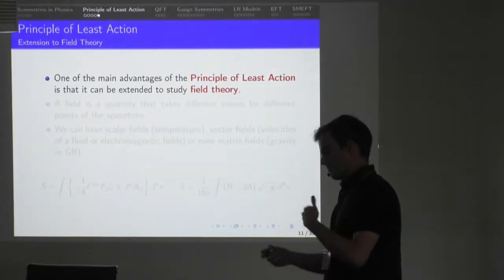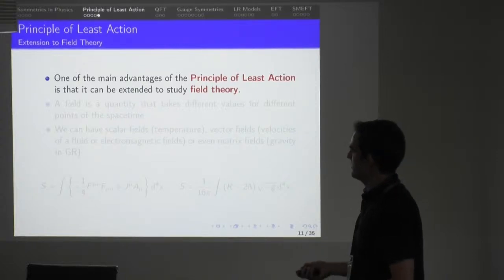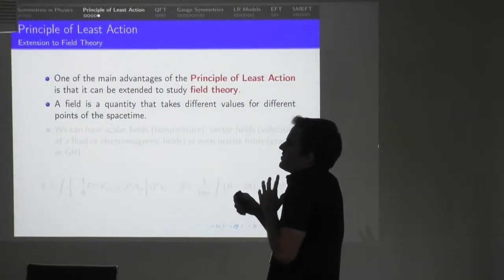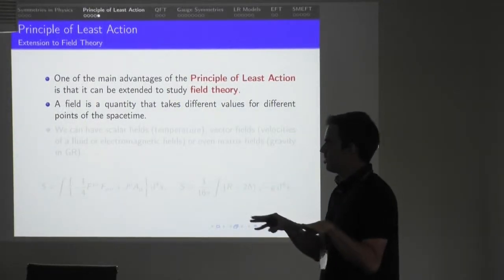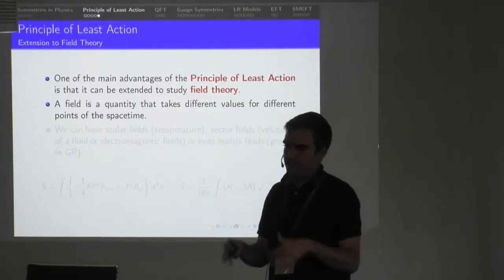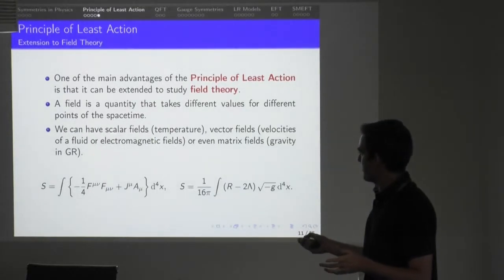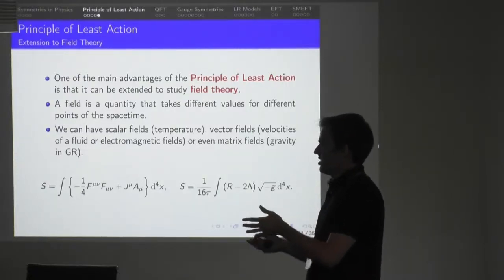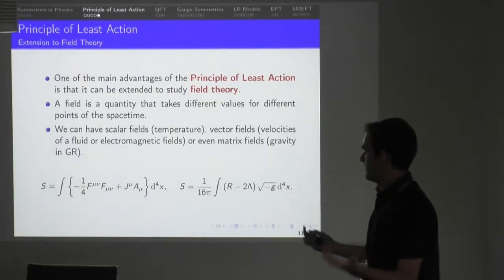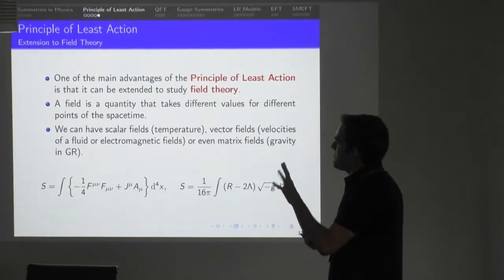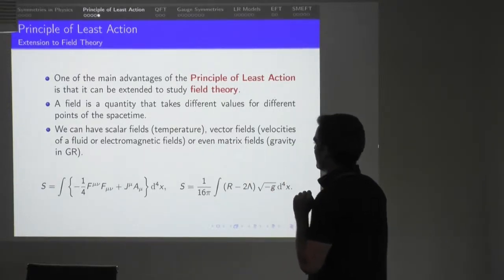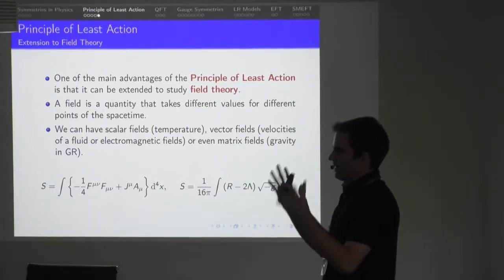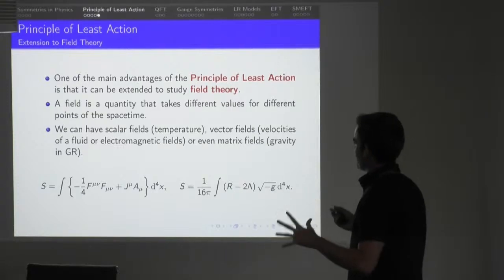And the principle of least action also has other advantages, like it can be used to study field theory. And what is a field? It is just a quantity that takes different values for different points of space-time, like temperature, for example, which is a scalar field. We also have vector fields, like velocities of a fluid, or the electromagnetic field, the electromagnetic waves that are around us, or even matrix fields. An example of that is gravity in general relativity. It is described by a tensor, but we can understand it as a matrix here.